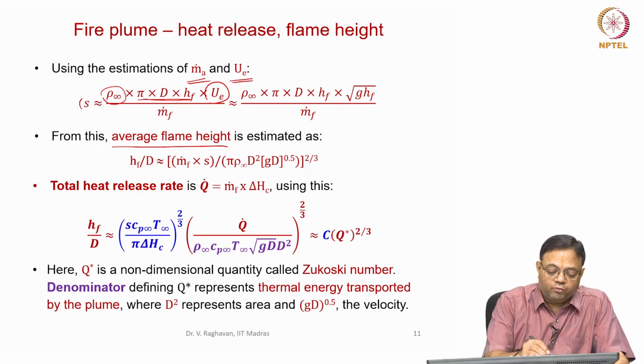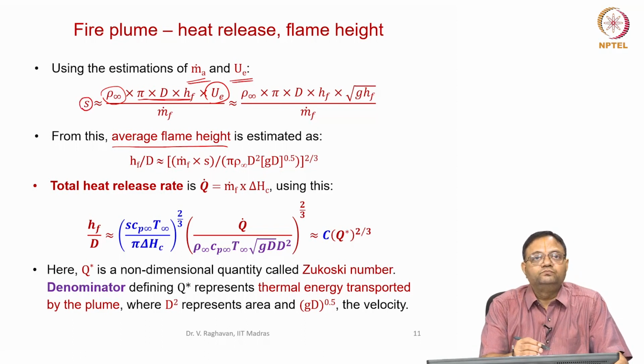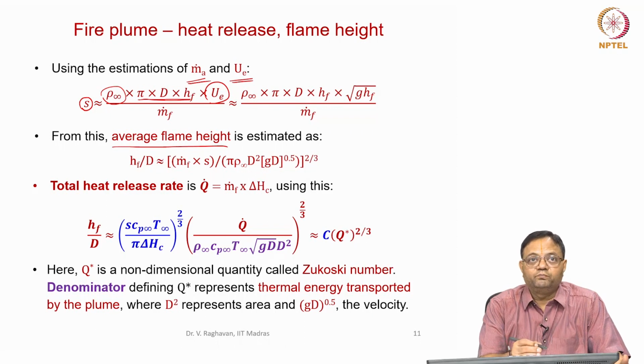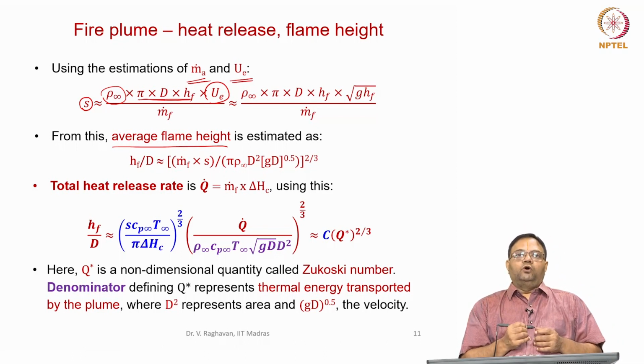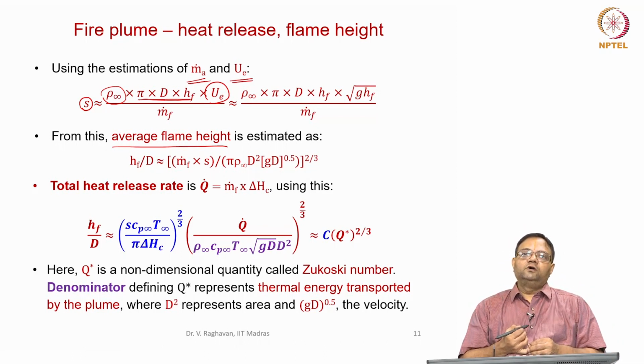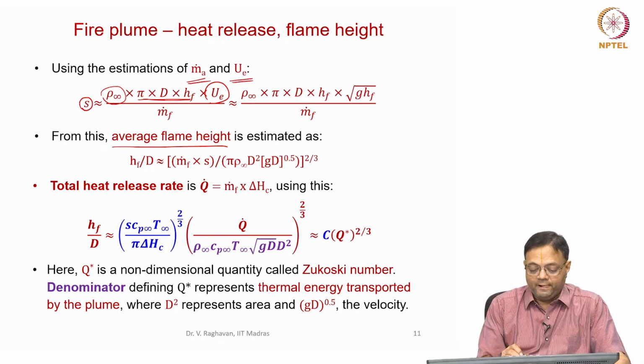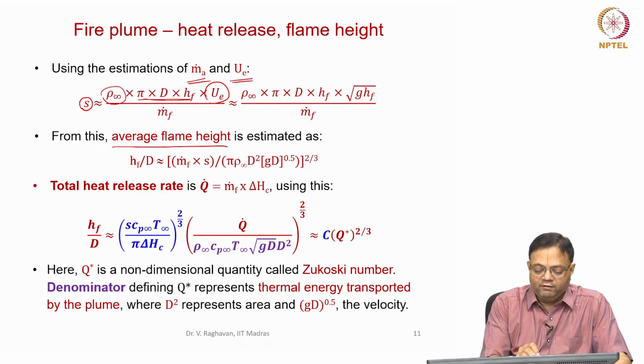So S is known to me, correct? For any fuel, S is known to me because this is from the stoichiometric calculation. So when we say we are burning heptane, for 1 kg of heptane we know how many kgs of air is required. So that is known to me. So I will now try to correlate the average flame height.